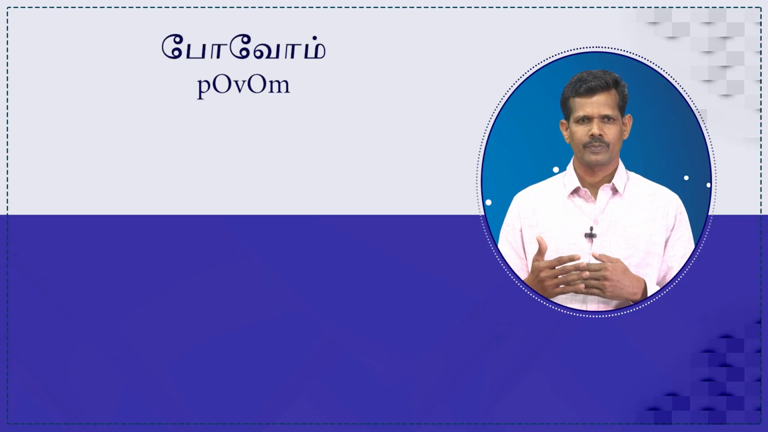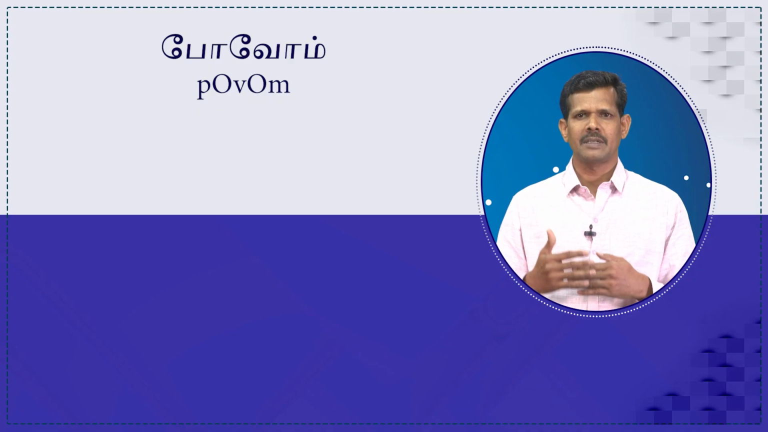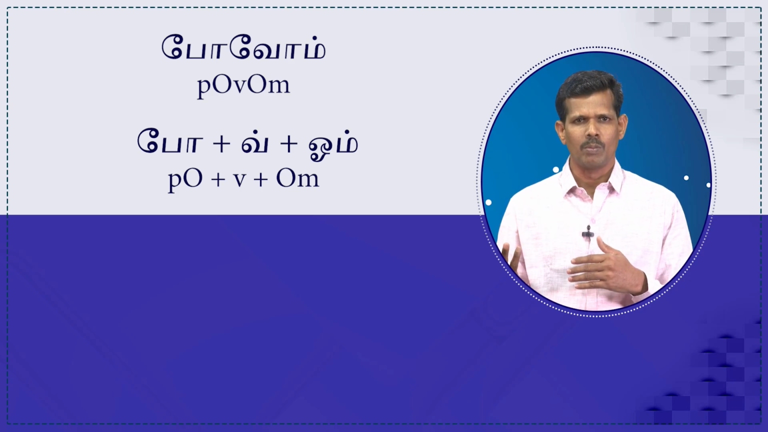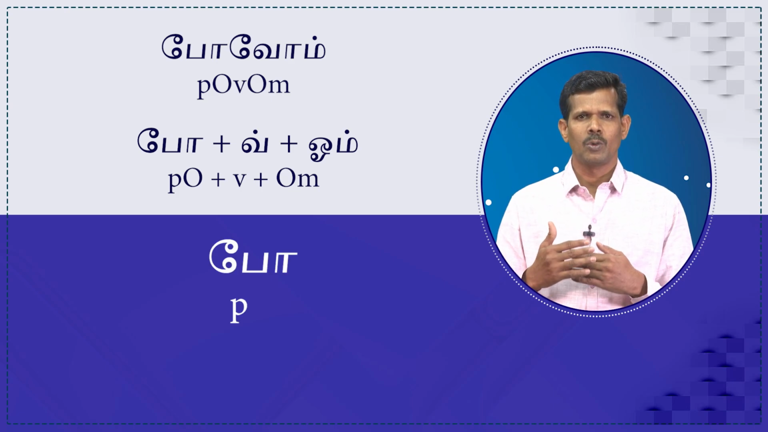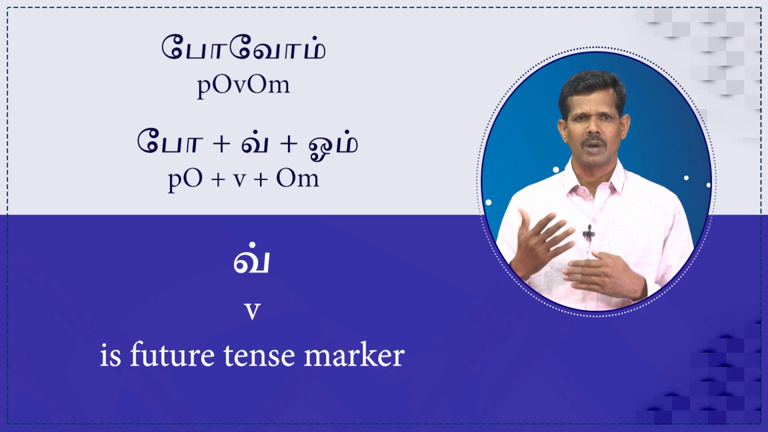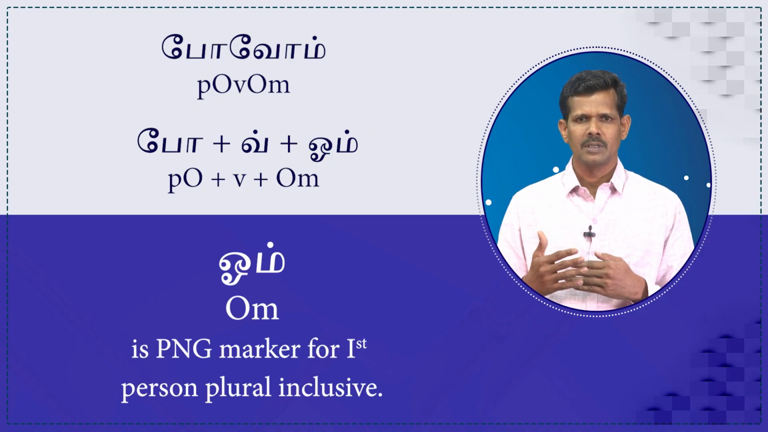First, let us take the example povom. It is segmented as follows: po plus u plus om. Here, po is verb root. U is future tense marker. Om is PNG marker for first person plural inclusive.